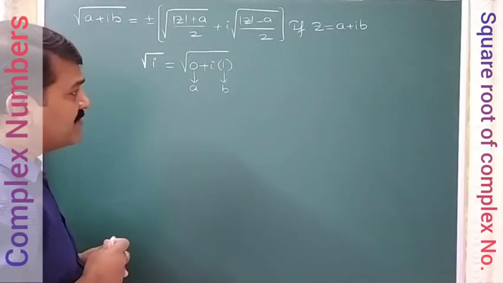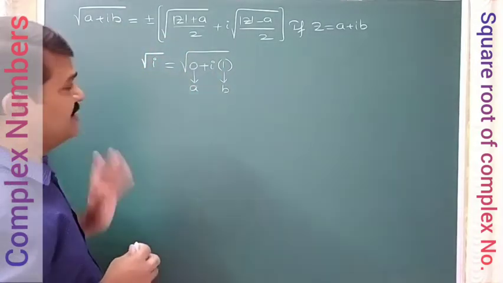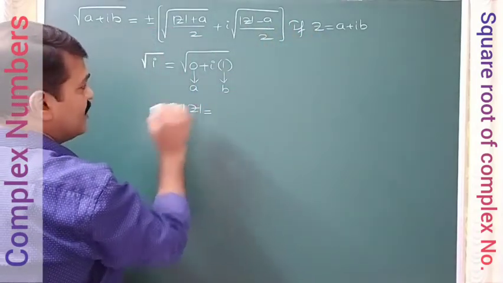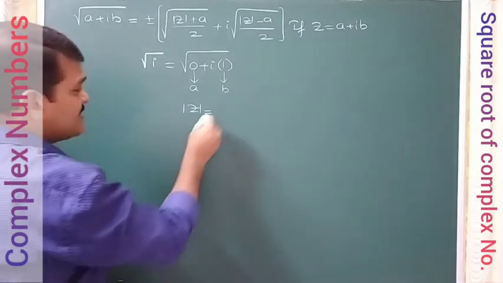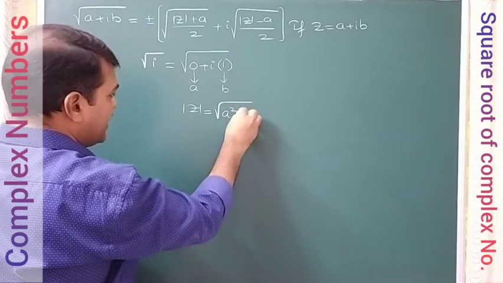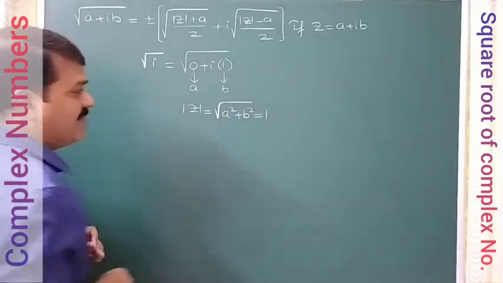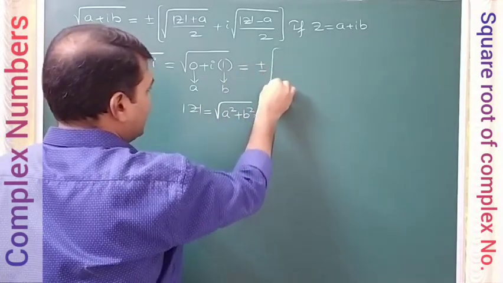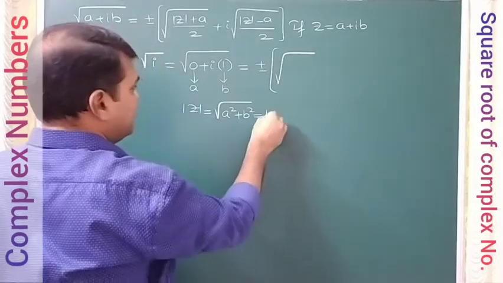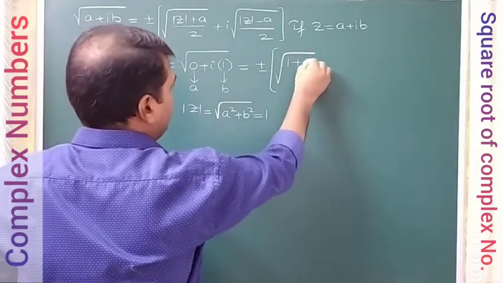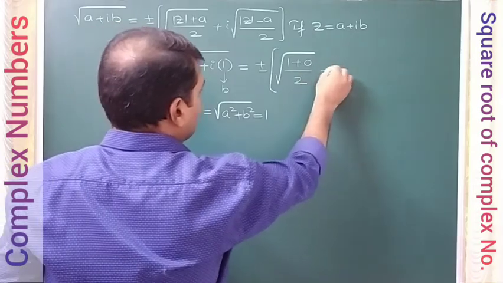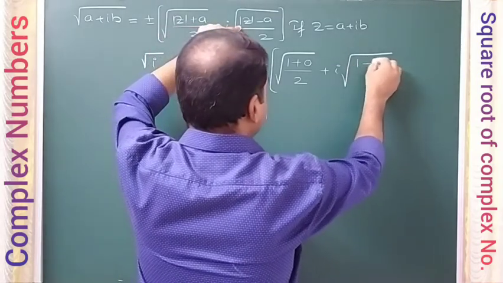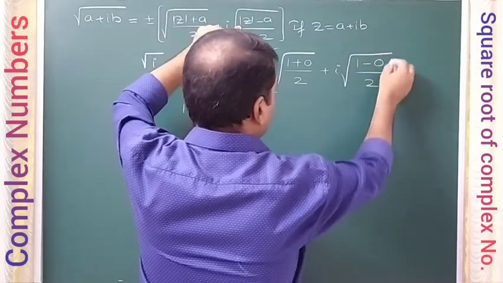So let us apply the formula. a is 0, b is 1. Then what will be |z|? |z| will be √(a² + b²), which will be 1. So I will use all these things in the formula. It is ± (√((1 + 0)/2) + i√((1 − 0)/2)).